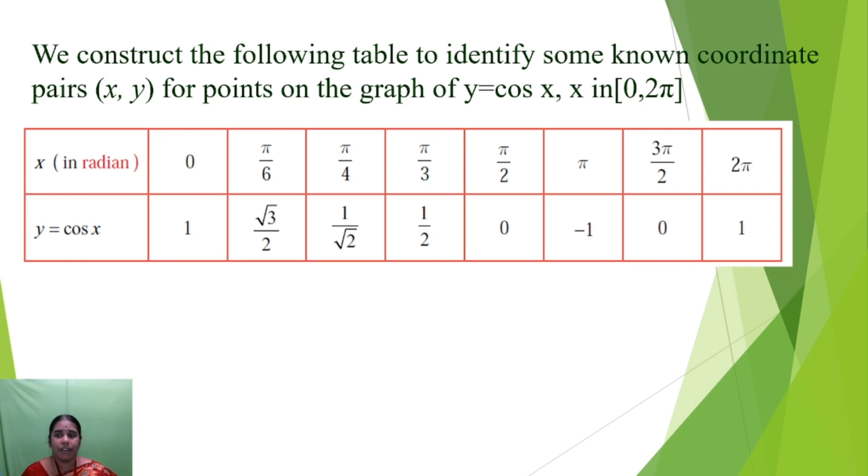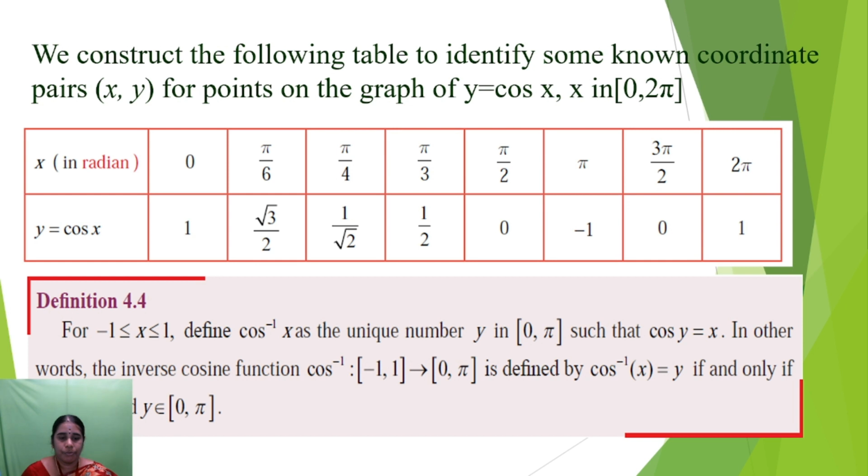In the same way, there is a tabulated value for the coordinate pairs x, y for the graph y is equal to cos x, where x is in 0 to 2 pi. First, take this value of n as 0. x takes the values 0, pi by 6, pi by 4, pi by 3, pi by 2, pi, 3 pi by 2, 2 pi, etc. For y, we know the answers up to pi by 2: 1, root 3 by 2, 1 by root 2, 1 by 2, 0. Apart from that, we just have to memorize what the value is for pi. For pi, it takes the value minus 1. For 2 pi, it takes 1. It means for odd multiples of pi, we take the value minus 1, and for even multiples of pi, it takes the value plus 1. For 3 pi by 2, it takes the value 0. This is the tabulated representation.